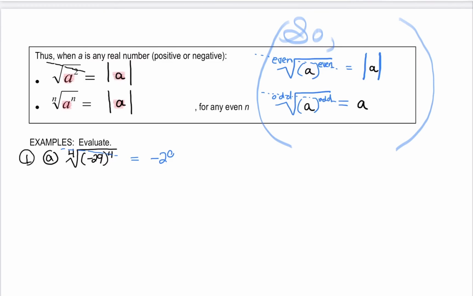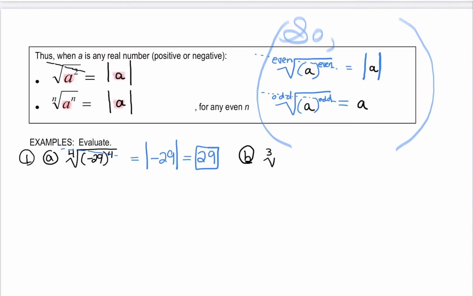The question is whether or not I need absolute value bars. And I do, because this was the even case. So I am going to get back to the positive version of negative 29. The absolute value of negative 29 is then 29. That's the implication of all this development we just spent quite a bit of time on. But what if I had part B?